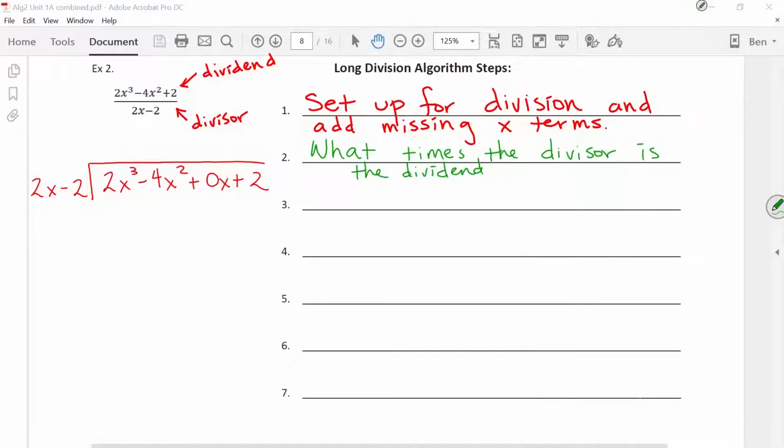Okay. In this one, I'll ask myself 2x, this number right here, 2x times what is 2x cubed? And there's really two things going on here. I have the number, so 2 times what is 2, and that's 1, which I don't actually need there. And then x times what is x cubed? Okay, and I think of that as x squared. So x times x squared will be x cubed. All right, and then I multiply the top number, this x squared, by each divisor and put that under the dividend.